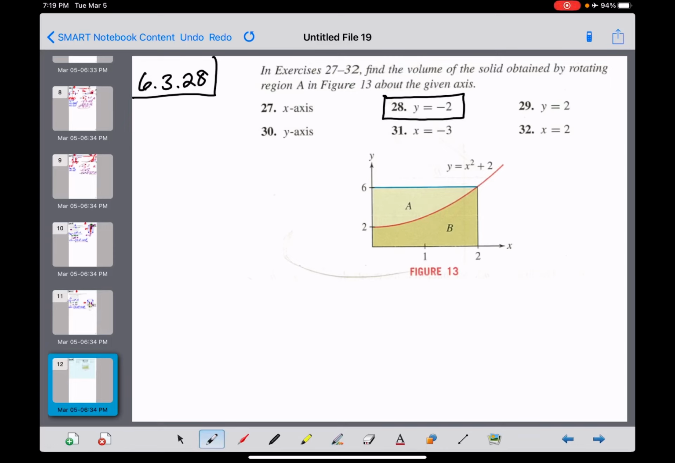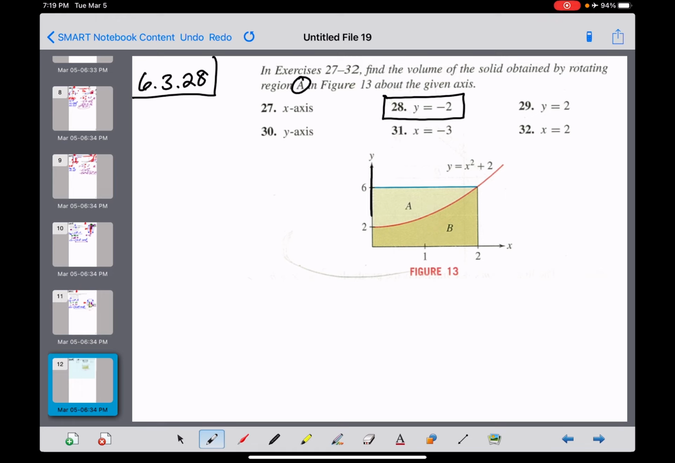Okay, this question was about 28 in 6.3. I kind of just included the whole diagram right here. And in 28, we want to take region A, so that's important here. I'm not worried about B, but just region A, and revolve that around the line y equals -2.